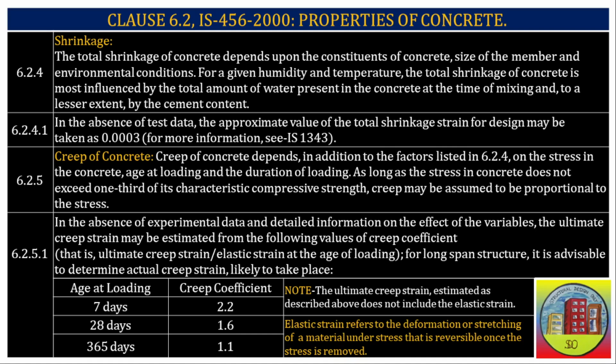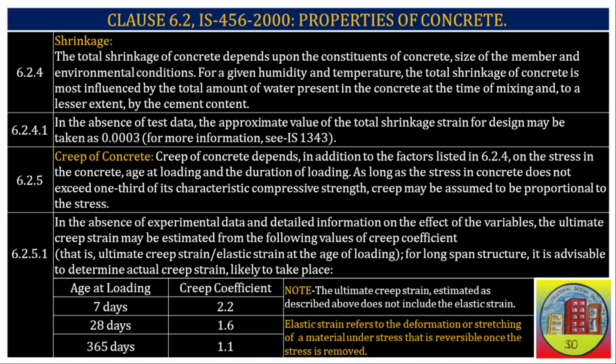Clause 6.2.4.1. In the absence of test data, the approximate value of the total shrinkage strain for design may be taken as 0.0003. For more information, see IS 1343. Clause 6.2.5, Creep of concrete.